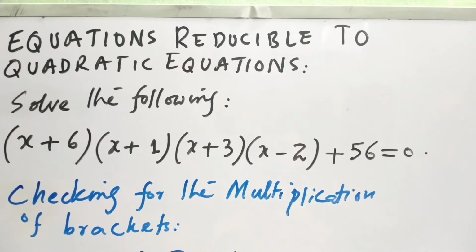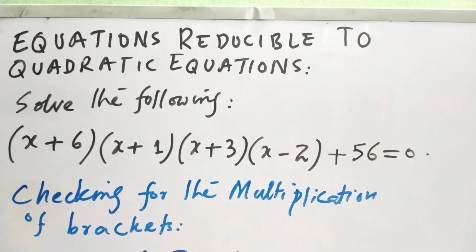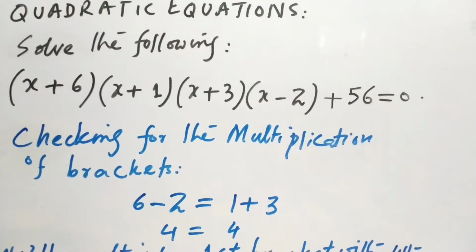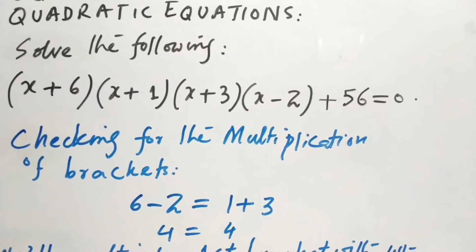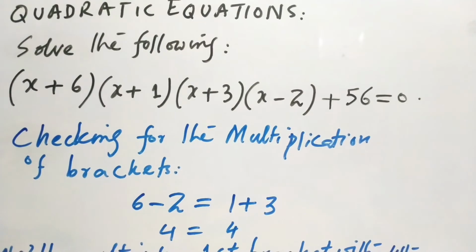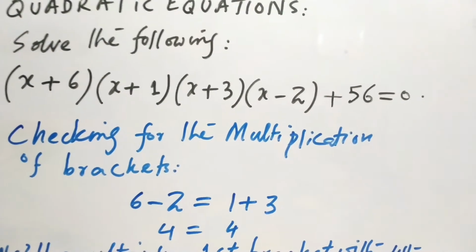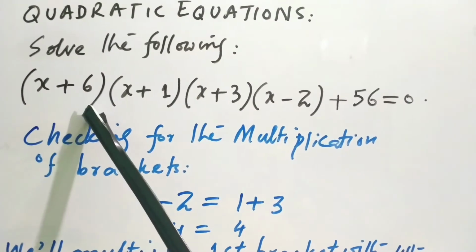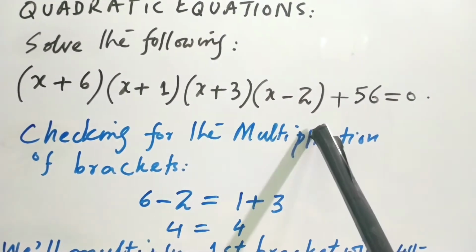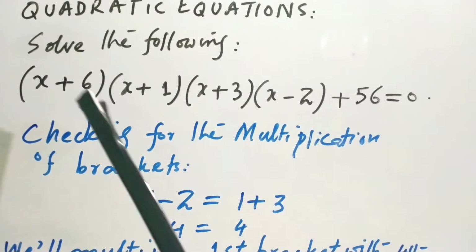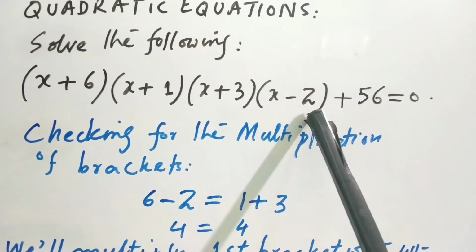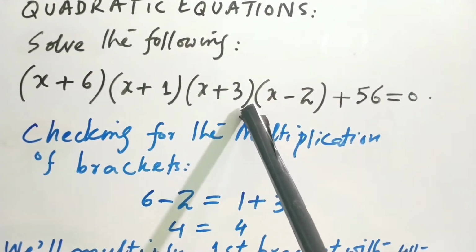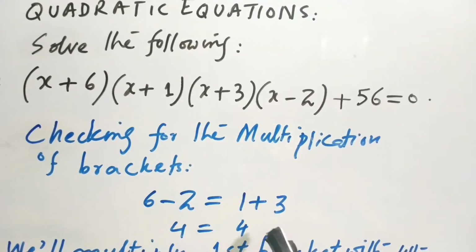If we add them and get the same answer, then we can pair them. If we add 6 and minus 2 together, we get 4, and 1 plus 3 is also 4. So for the checking of the multiplication, we consider 6, 1, 3 and minus 2. 6 minus 2 is equal to 4, and 1 plus 3 is also equal to 4.